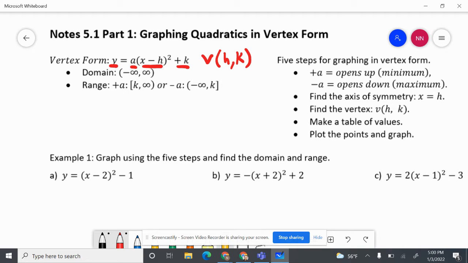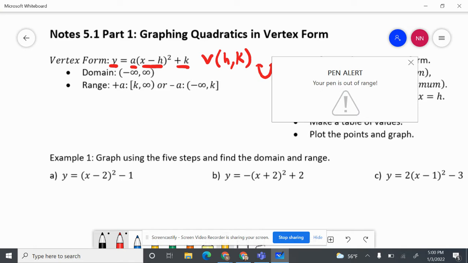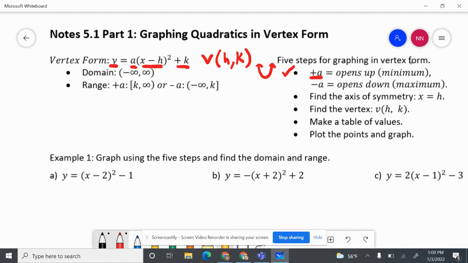Now, there's 5 steps for graphing this. First step is whether the graph opens up or down. If our a value is positive, it opens up, so it looks like a quadratic with the arrows going up. If our a value is negative, it's a quadratic going down, so the arrows are going down. How we determine that is based off of our a value. That's the value in front of the parentheses, being either positive or negative.